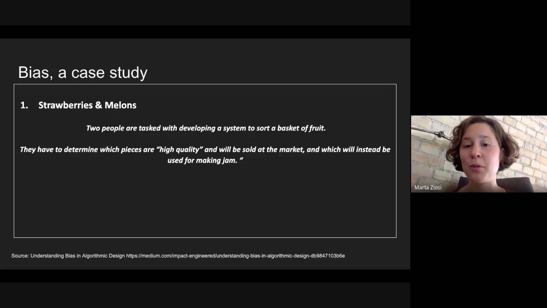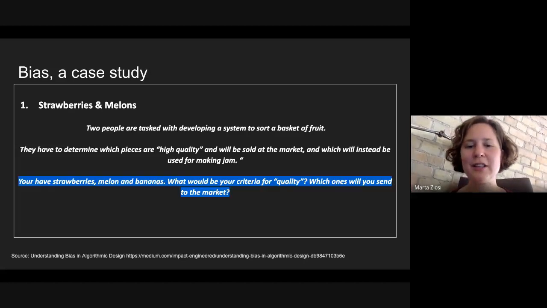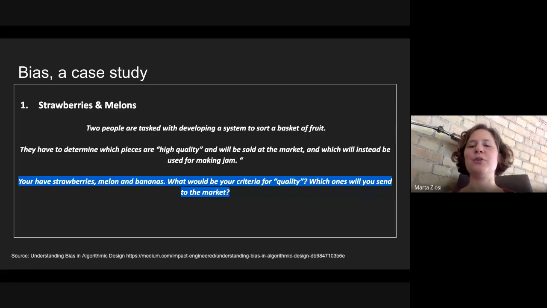So we don't take people, but we take fruits. We have strawberries and melons, and we say two people are tasked with developing a system to sort a basket of fruit. They have to determine which pieces are high quality and will be sold at the market, so market is a good thing, and which will instead be used for making jam. So jam is like, it's not a good fruit, we just send it to the jam factory. Now imagine you have strawberries, melons, I added bananas, why not? What would be your criteria for quality to sort them? Which ones will you send to the market?